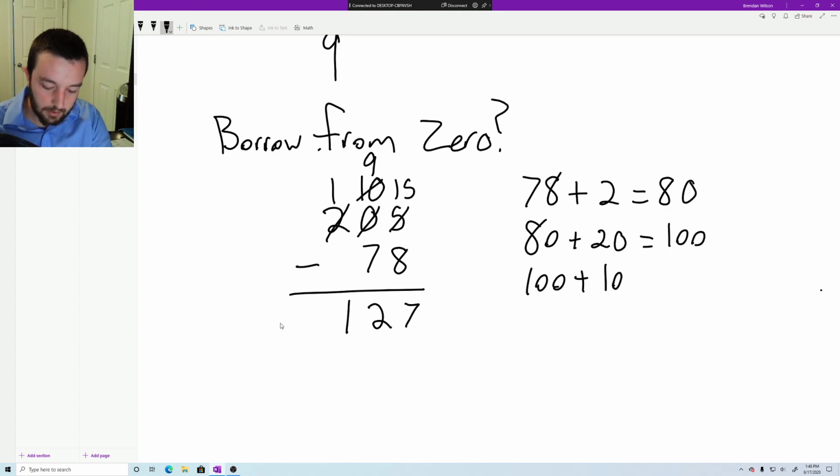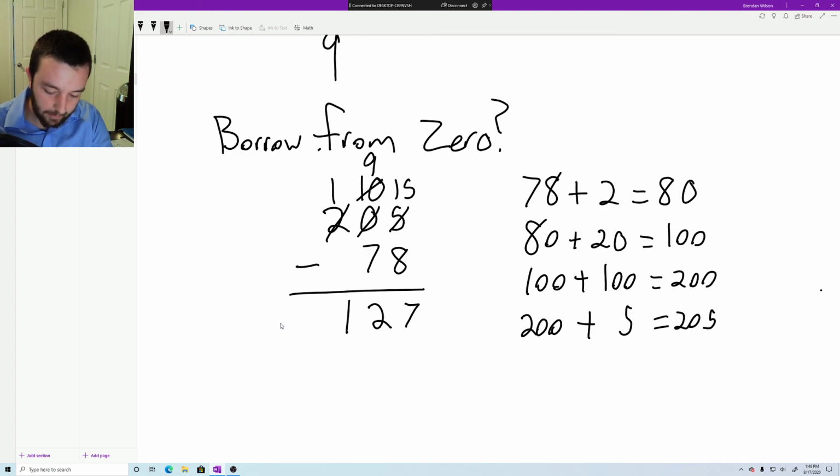100 plus another 100 to get to 200. And then 200 plus 5 to get to the 205. Okay. And now we take this part, add them together: 2 plus 0 plus 0 plus 5 is 7. 0 plus 2 plus 1 plus 0 is 3.